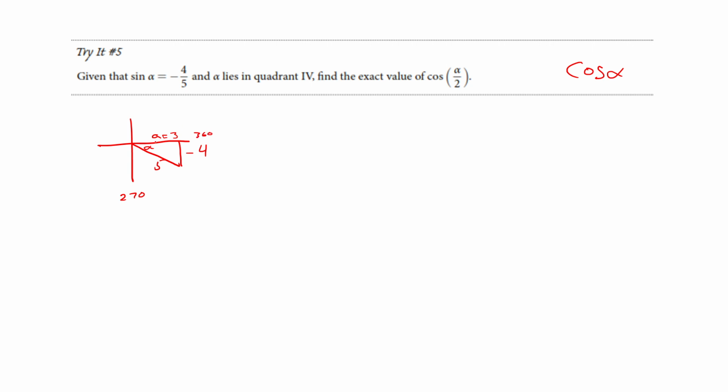Do you see that alpha is in quadrant 4, so it's somewhere in there? Well, if we cut this in half, because we want a half angle, I'm going to be somewhere between 135 and 180. Just cut 270 in half and 360 in half. Because again, I don't want alpha, I want the half value. So where's the half angle at? Where is alpha over 2? Well, do you see if we're between 135 and 180, we must be in the second quadrant.